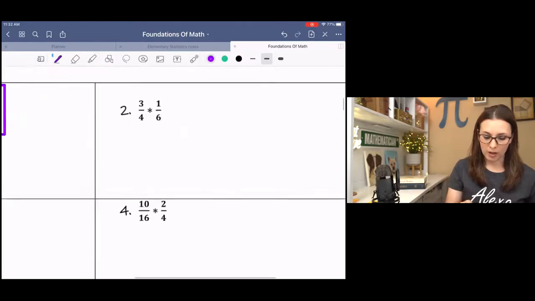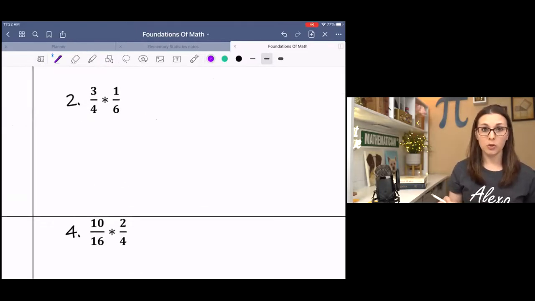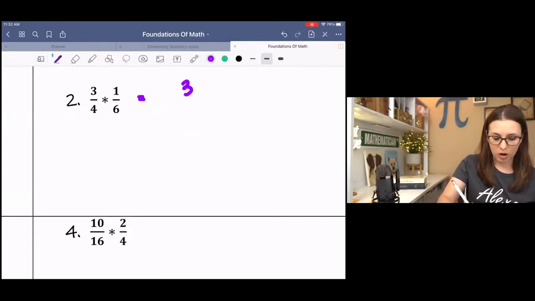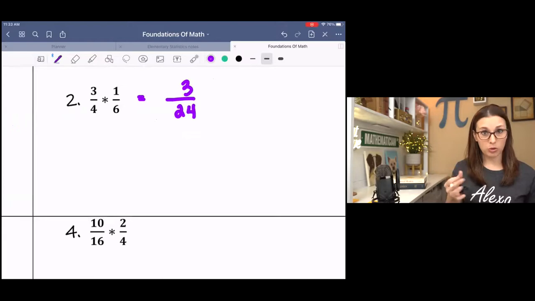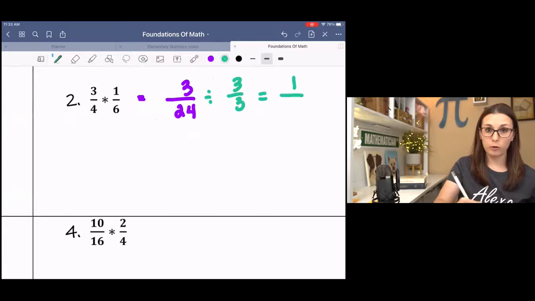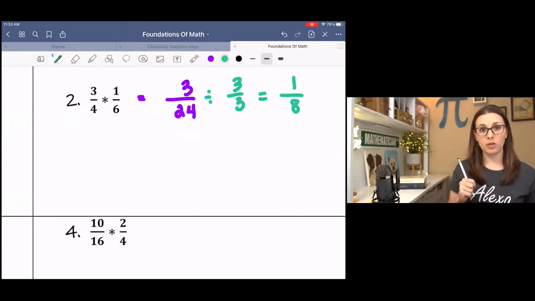In the next one, 3/4 times 1/6, same thing. Multiply straight across. And then if it can reduce or simplify, then go ahead and do that. 3 and 24 are both divisible by 3. 3 divided by 3 is 1. 24 divided by 3 is 8. I do want to show you something here on this one. We could have approached this differently.